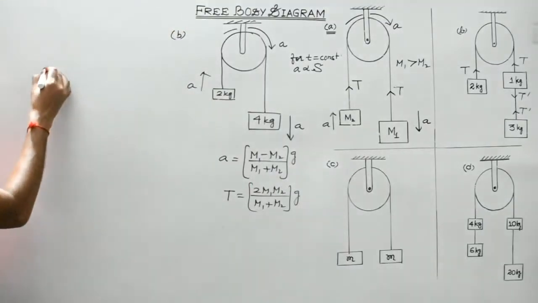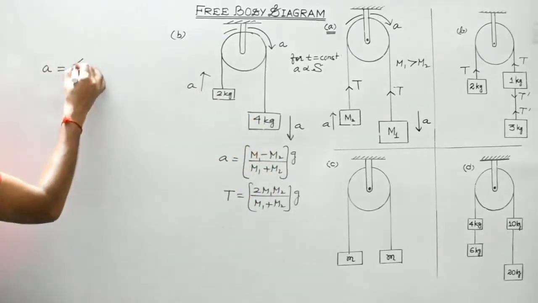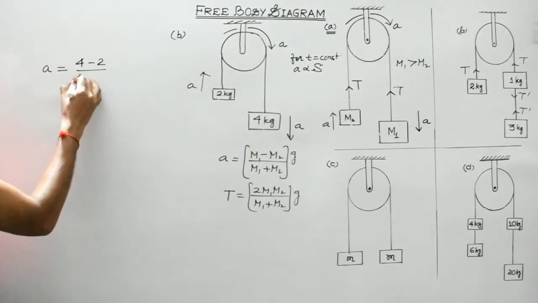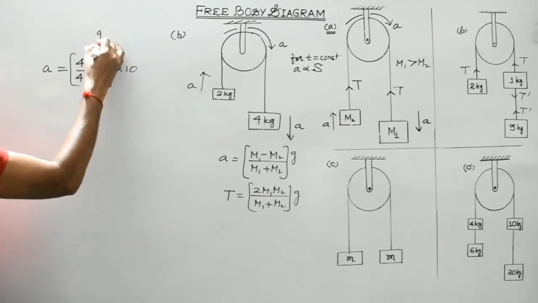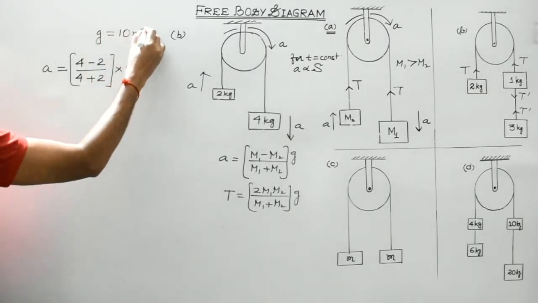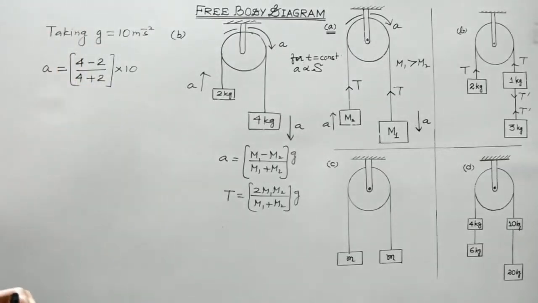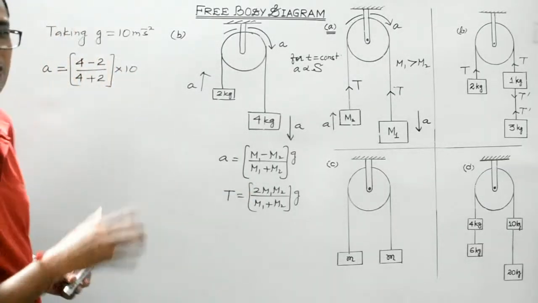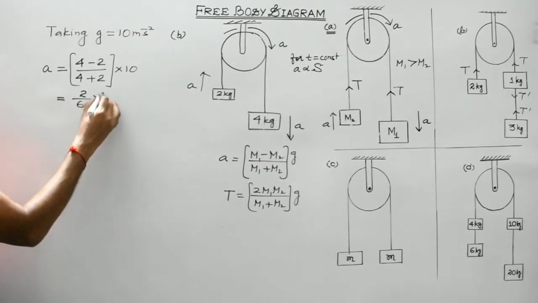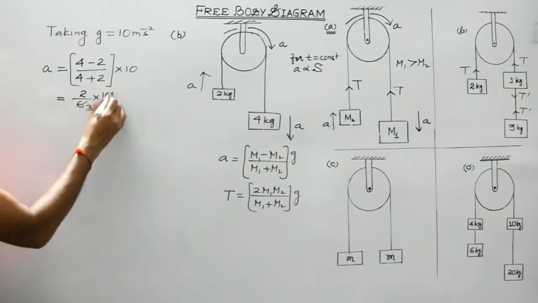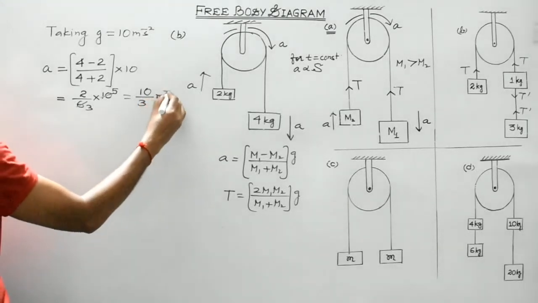So here, what will be the acceleration? M1 minus M2, M1 is greater than M2. So 4 minus 2 divided by 4 plus 2. And we'll consider the value of small g as 10 meter per second square. So in a single step, we can determine the acceleration. It will be equal to 2 divided by 6 into 10. So that will give you 10 by 3 meter per second square.